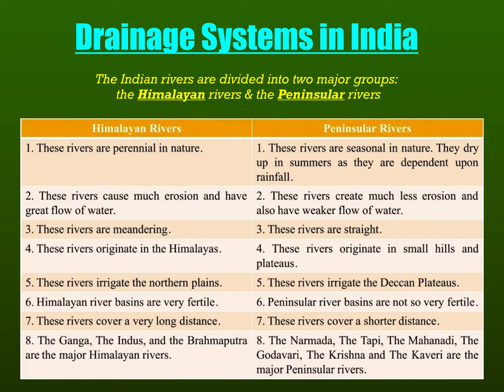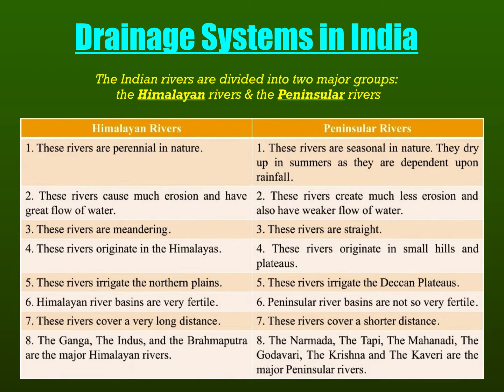The Indian rivers are divided into two major groups, the Himalayan river system and the peninsular rivers. Instead of going point by point, I have uploaded the image of difference between Himalayan rivers and peninsular rivers. So let's see. Himalayan rivers are perennial in nature, means they carry water for all the 12 months in the year, whereas the peninsular rivers are seasonal. They dry up in summers and they are dependent upon the rainfall.